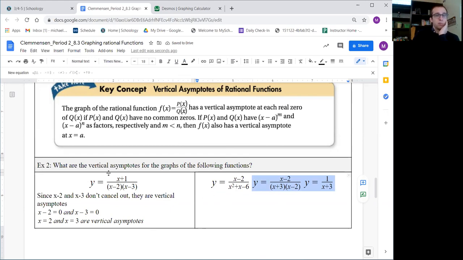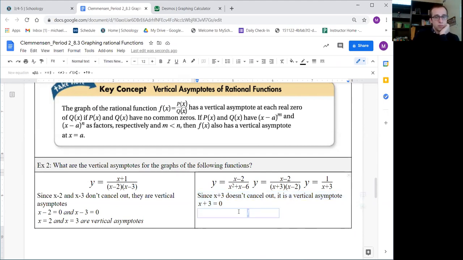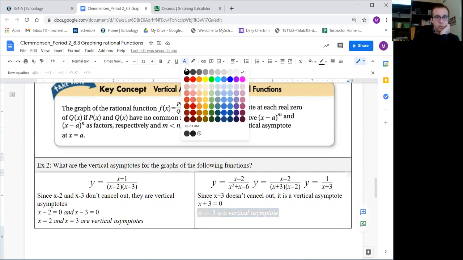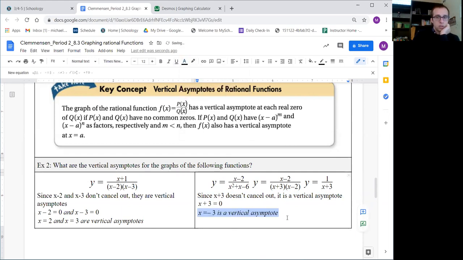Now, when I'm talking about vertical asymptotes, all I care about is the one that doesn't cancel out. Since x plus 3 doesn't cancel out, it is a vertical asymptote, so x plus 3 equals 0. Again, I skipped the x minus 2 because it is not a vertical asymptote. Instead, it'll be what's called a hole. I solve this problem, and I end up with x equals negative 3 is a vertical asymptote.